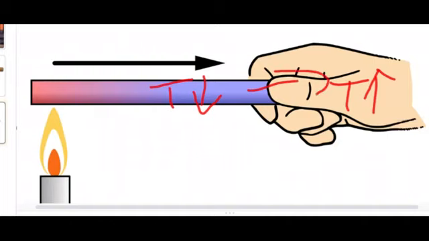As you go through these examples, focus on what is the system and what is the surroundings.